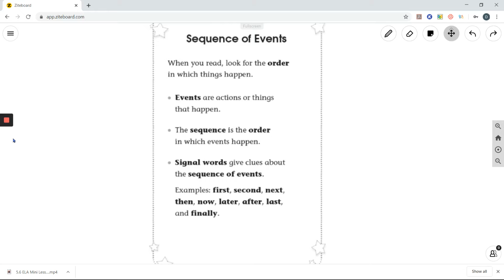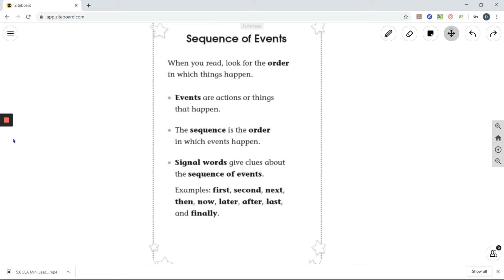When we're talking about the text structure, we're thinking about how the information is organized. The author puts information in a specific way to help you, the reader, understand it. So when we're reading texts that contain a sequence of events, the author really wants us to understand the order in which things happen.